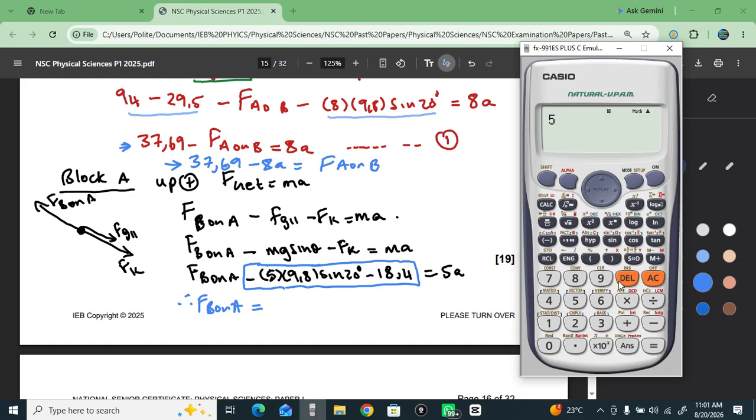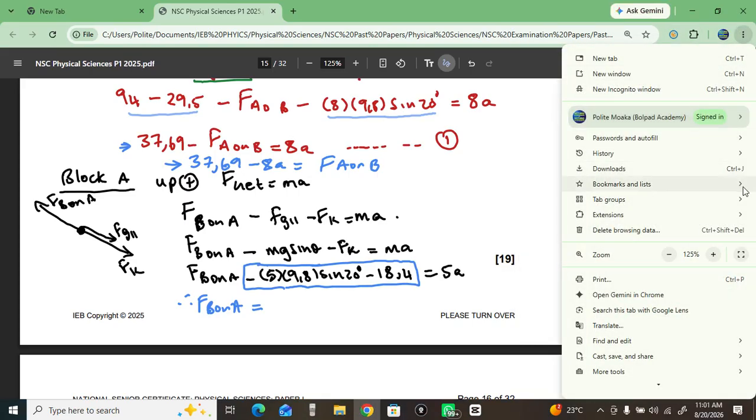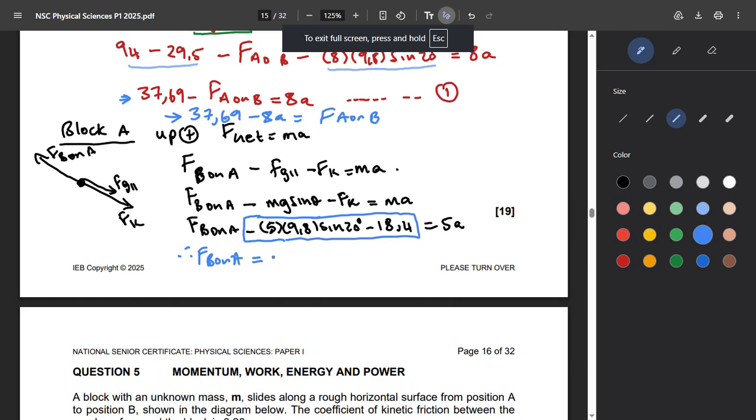This will be 5 multiplied by 9.8, and then the sine of 20 degrees. Then we're going to minus 18.4. This gives us negative 35.16 if we round it to 2 decimal places. This is negative 35.16. So if we move it to the other side, it becomes 5A plus 35.16.